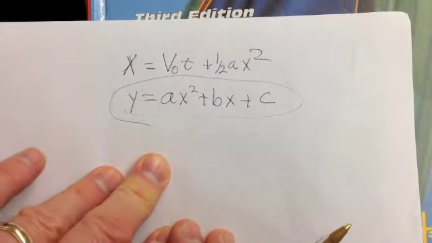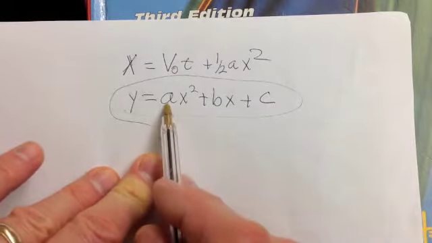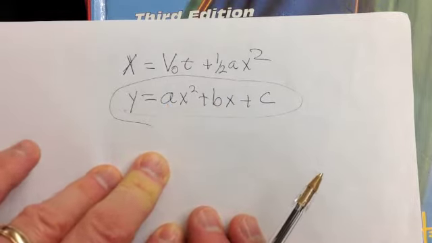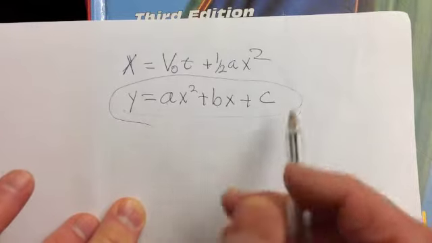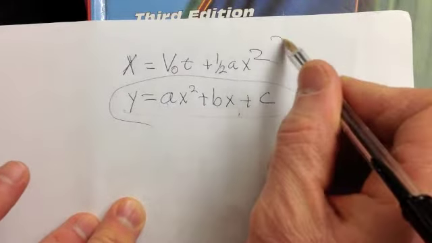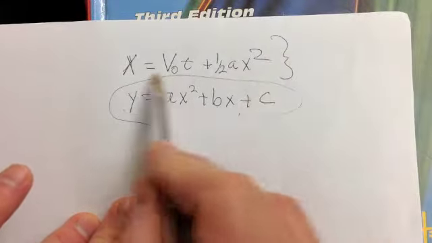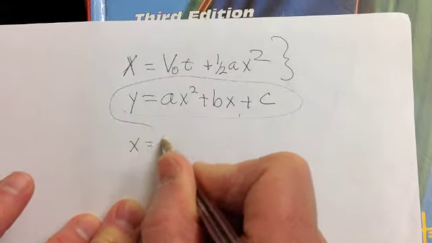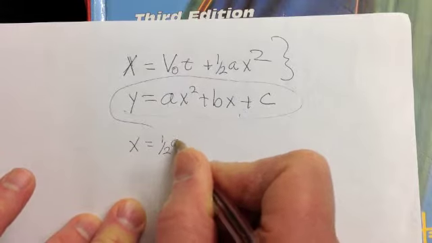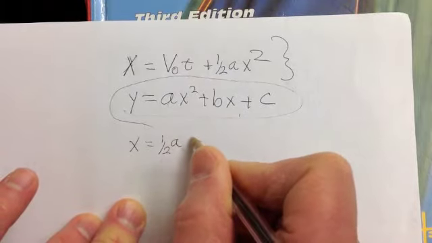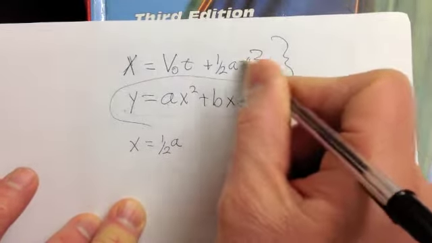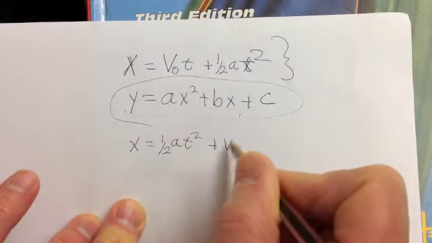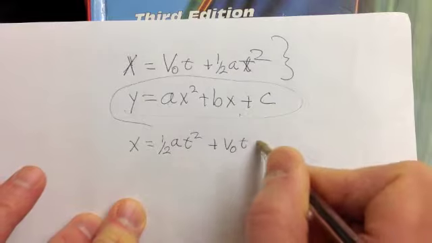But if you just use the data the way it is, the A value, the B value, and the C value will not have any special meaning. We'd like for this equation to look like this equation. So if I rewrite this and put the squared term first, I have 1/2 A t squared plus V naught t. Now this is a different A. I can write it this way.